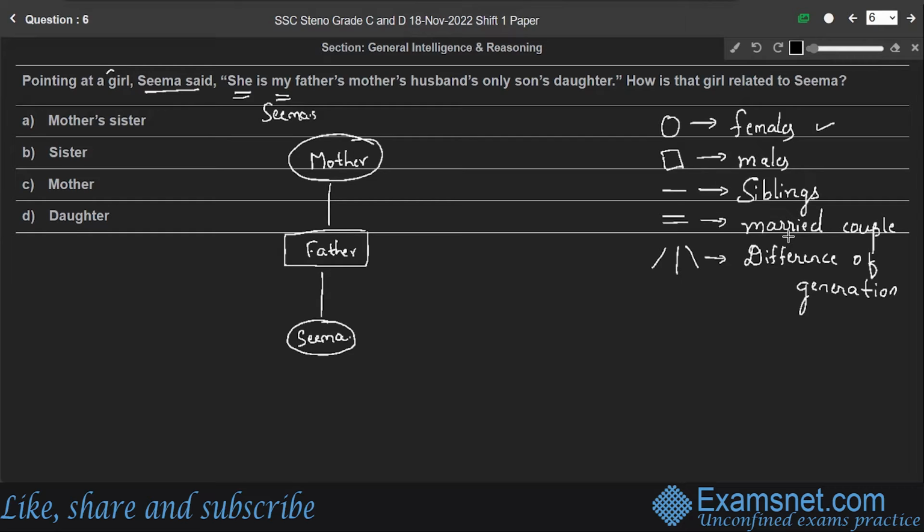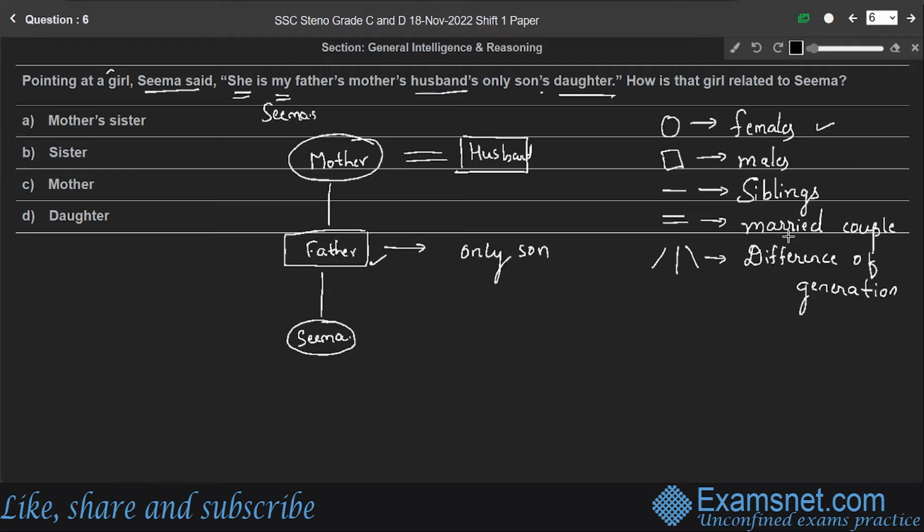So she is my father's mother's husband's. So mother's husband is her grandfather, right? Husband's only son's. Their only son is Seema's father, right? Only son's daughter. That girl is only son's daughter.